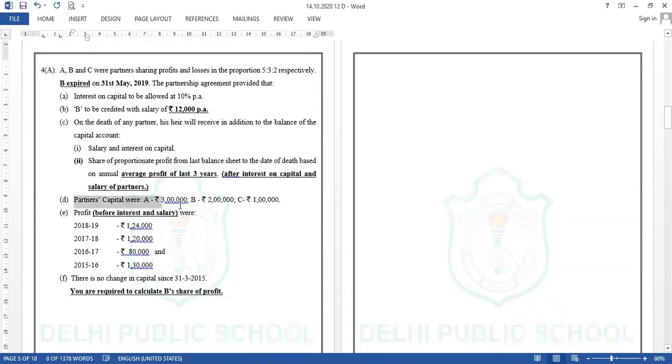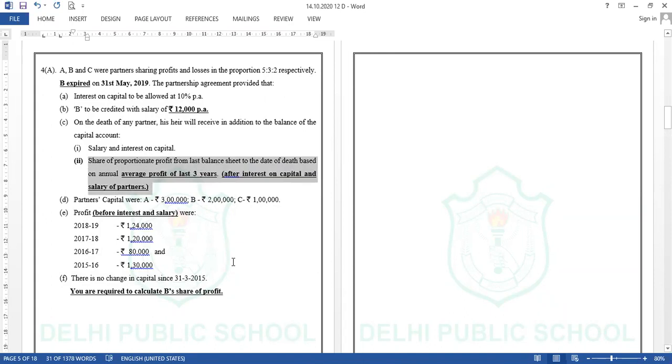Partners' capitals were 3 lakh, 2 lakh, 1 lakh. Profit given to us is before interest and salary, right? 18, 19, 17, 18, 16, 17, and 15, 16. There is no change in capital since 31st of March 2015. बहुत सारी चीजें हैं, but we have to make it simple. ये है कि we need to know how to calculate share in profit, तो let us read this again.